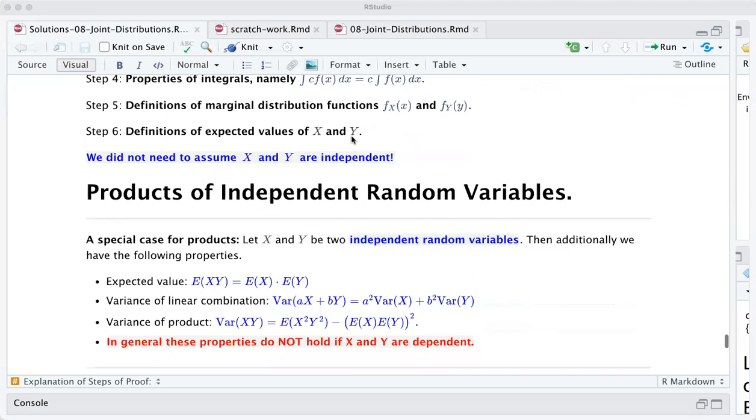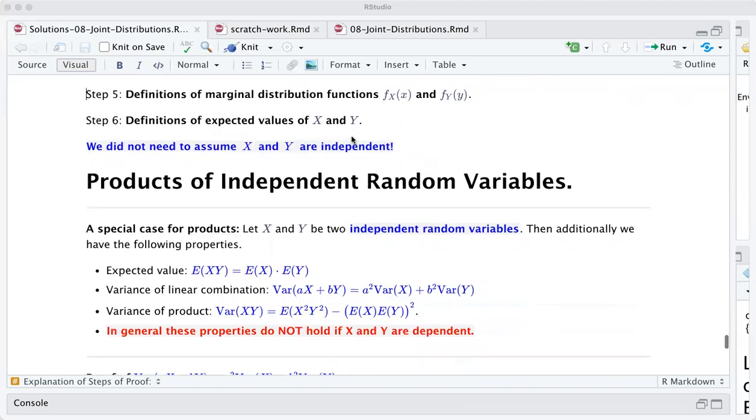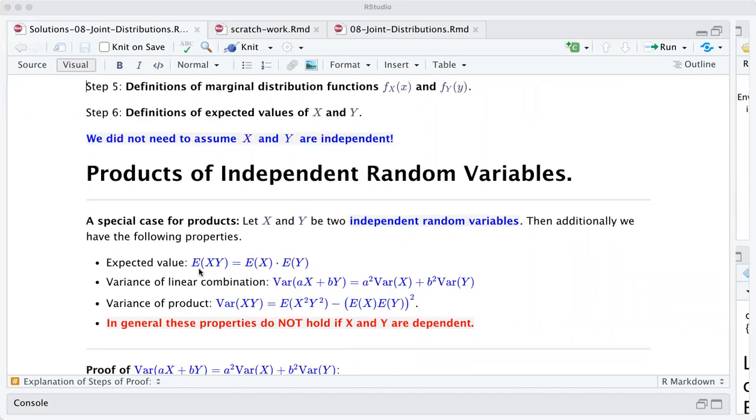The next thing I want to talk about are some properties that are just specific to the case where our random variables are independent. So now this is a special case. I'm going to assume now that x and y are two independent random variables. Then we have some additional properties. One is that the expected value of the product x times y equals the expected value of x times the expected value of y. And this first property only is true if these random variables are independent. If x and y are dependent, this property generally does not hold.